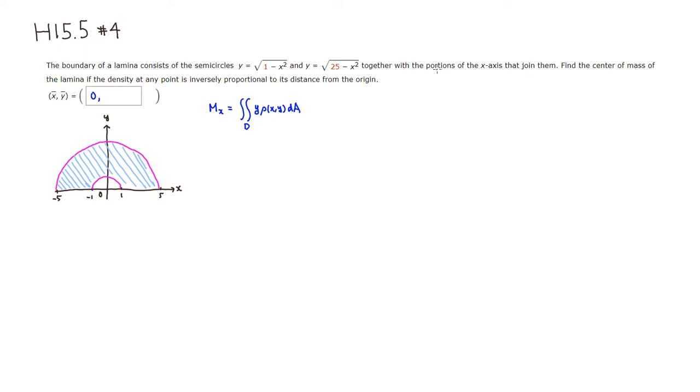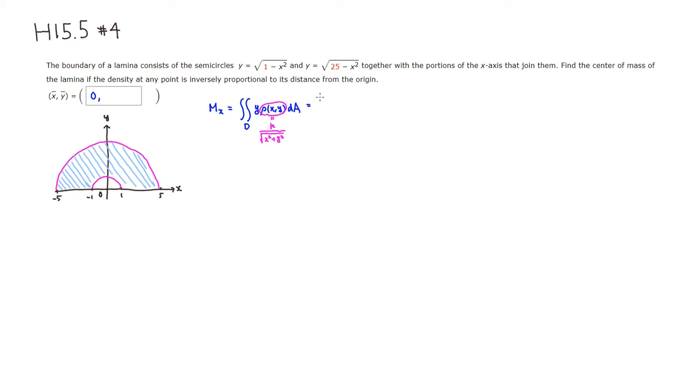The problem says the density at any point is inversely proportional to its distance from the origin. So we know rho of x comma y is going to be k over the distance from the origin, which is the square root of x squared plus y squared. If you write this in polar coordinates, this is what we're going to get.